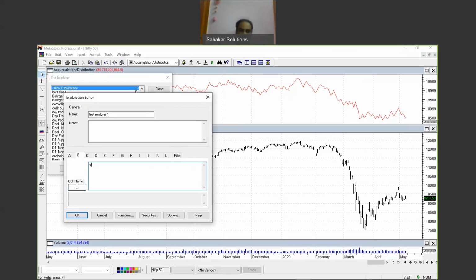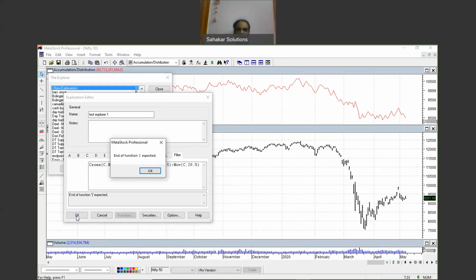Here it is volume. Now we have to look for syntax errors. We press OK. If everything is fine, it will accept. Otherwise, it will show there is some problem. End of function expected. Where it is, end of function: moving average close cross close. Here it is. It was forgotten.